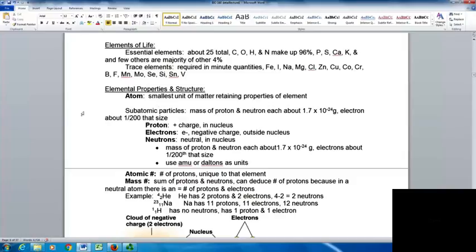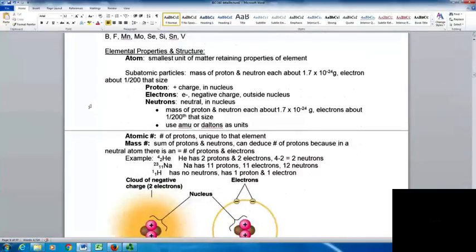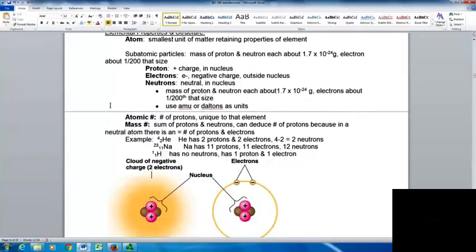So if we look at the structure of the different elements, we start with the atom, which is the smallest unit of matter that retains the properties of the element. They're going to be made up of subatomic particles. The mass of the proton and the neutron are each 1.7 times 10 to the negative 24th grams. The electrons are about 1/200th of that size. The other subatomic particle we have is going to be the electron. So you've got protons, neutrons, and electrons that make those up.